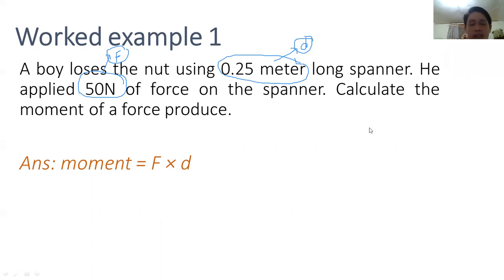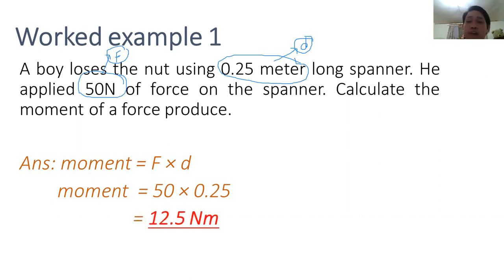Now, let's proceed to our solution. We will just multiply 50 times 0.25, and that gives us 12.5 Newton meter. We use Newton meter because the given uses Newton and meter. So it's 12.5 Newton meter, and that is the moment of a force produced in this given situation. Do you have the same answer? I guess so, because you will just multiply. I know this is very easy for you at this moment.